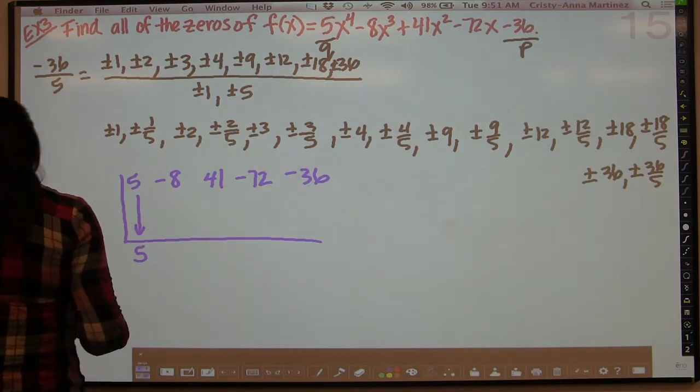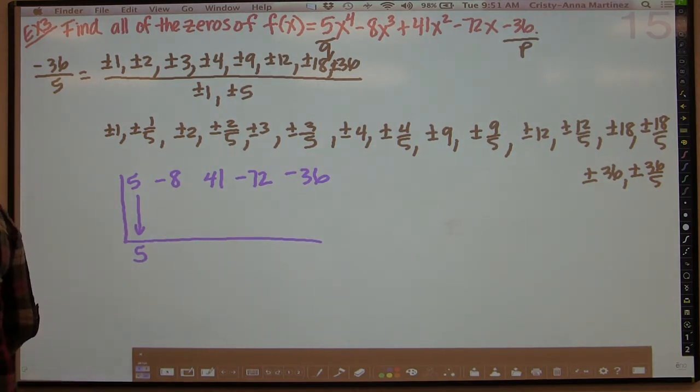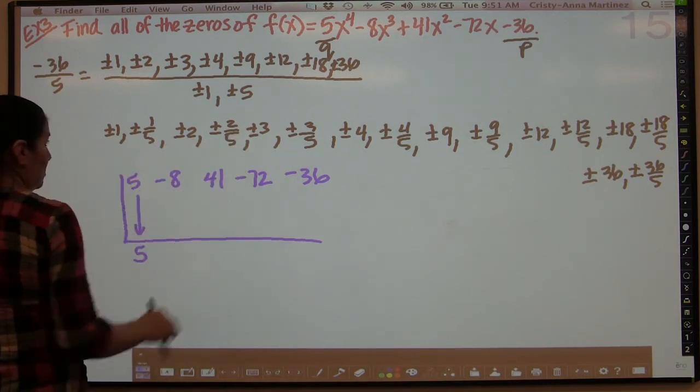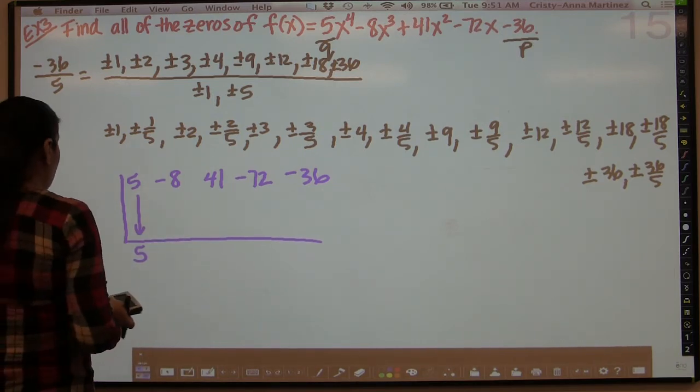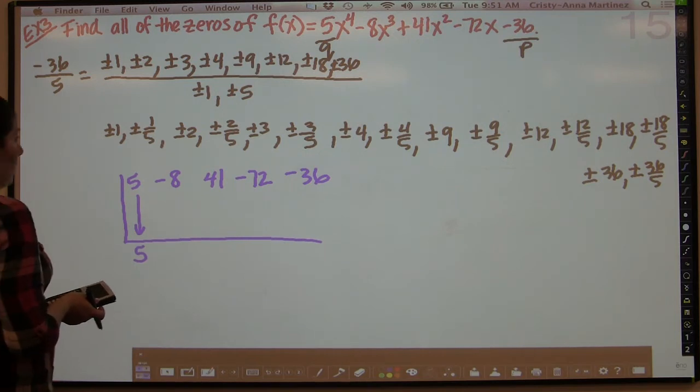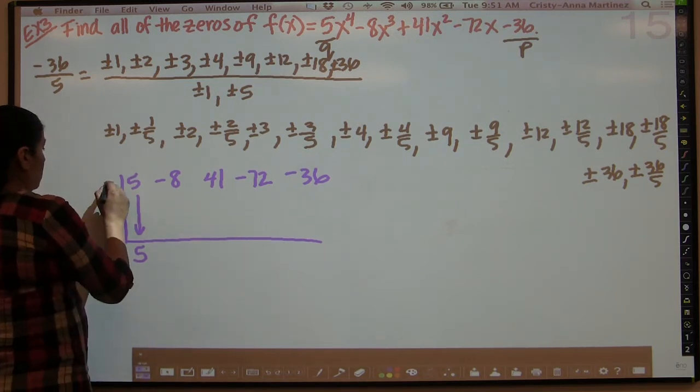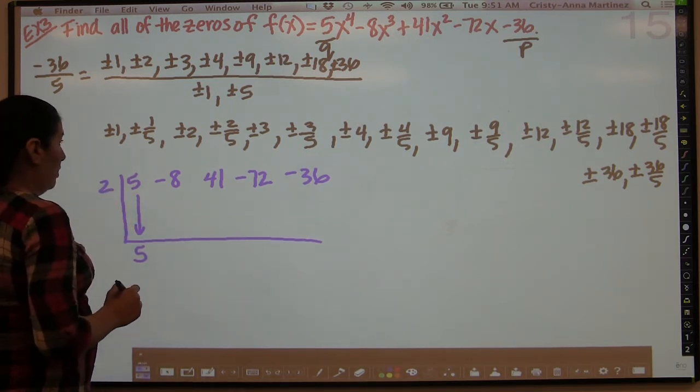All right, so now what we want to do is pick one of the numbers from our list. As long as it's in this list, it's okay. And sometimes you get lucky and you pick the right one right away. Sometimes you don't. But if it doesn't work the first time, just pick a different number. So I'm going to pick 2. I don't know if it's going to work, but we're going to hope.